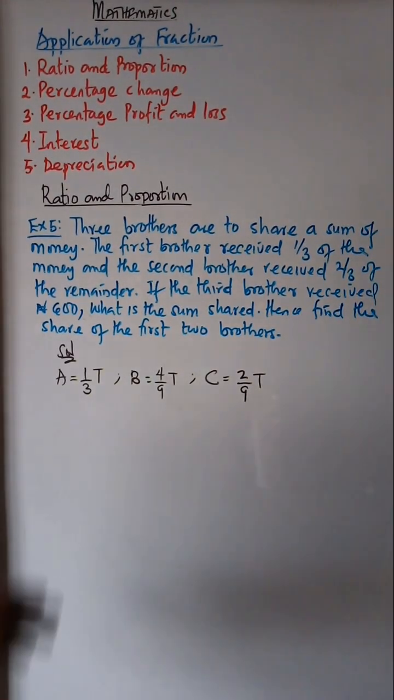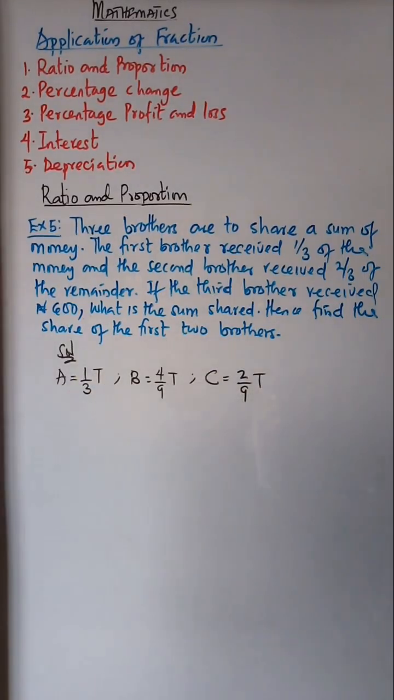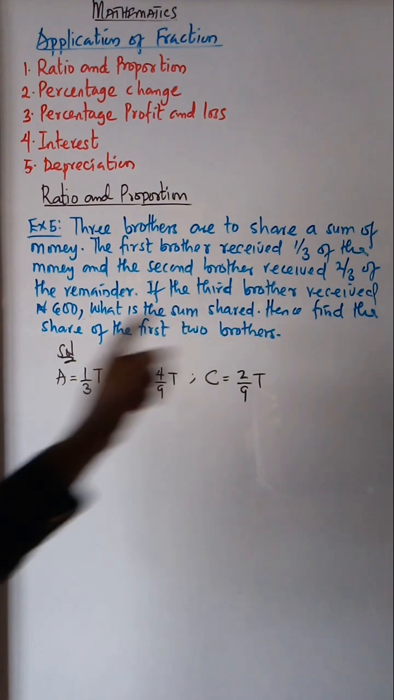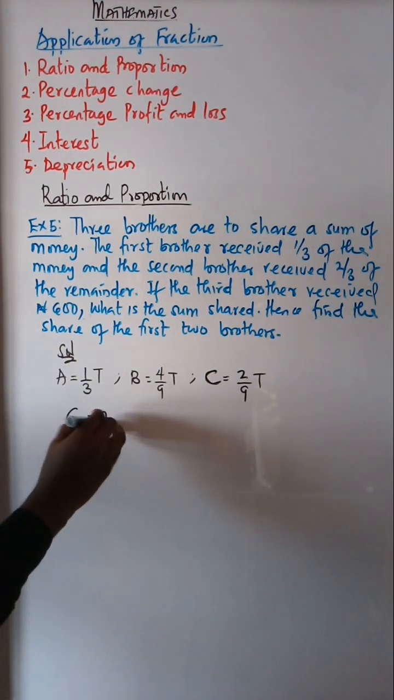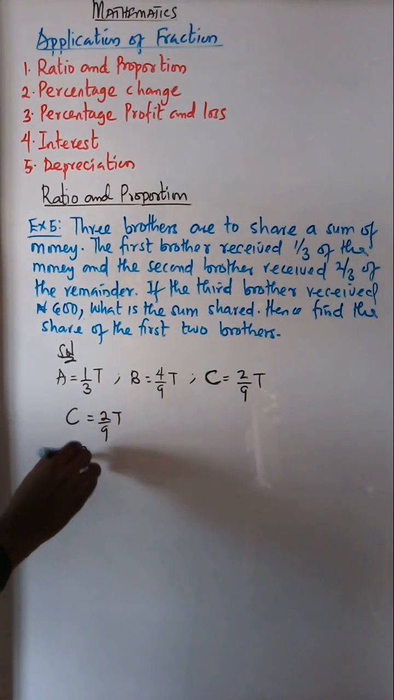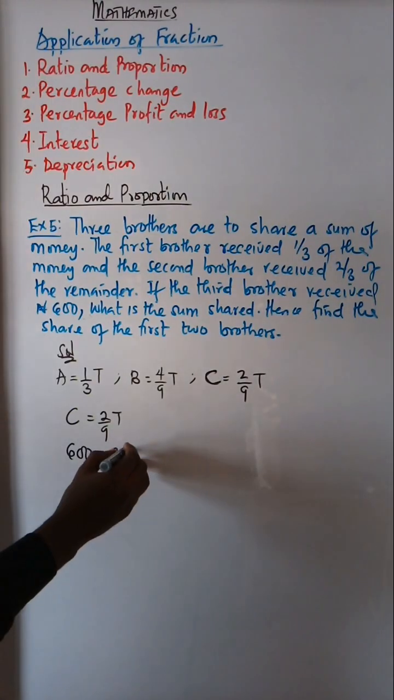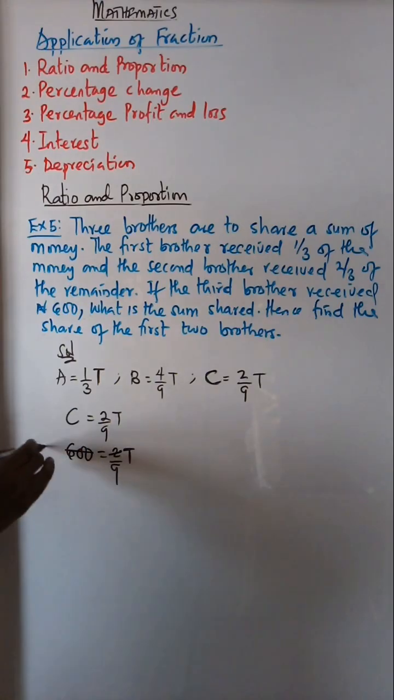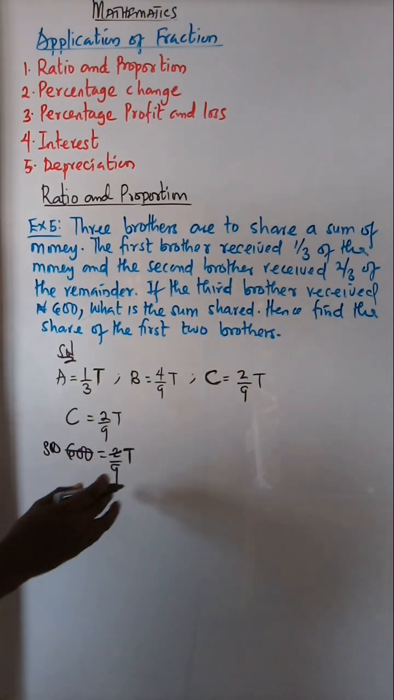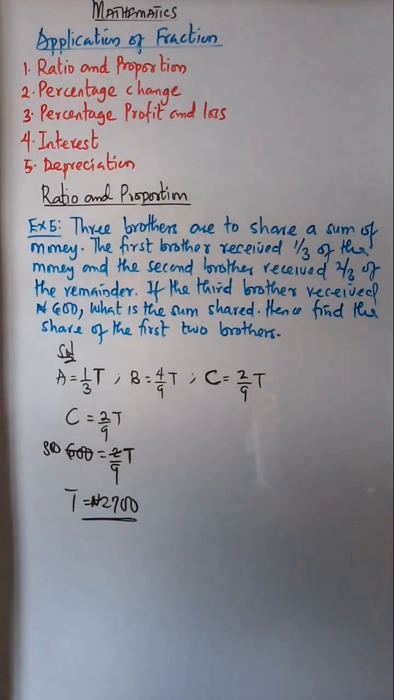This time around, we don't need to get the ratio. But we can still get it by multiplying through by 9. So that will be 3:4:2. But we already have the fraction. So we're now told the third brother received 600 naira, so that's C. C is equal to 2/9 T. If C is 600 naira, what is the sum shared? We are looking for T, the total amount shared. From here, 600 divided by 2 is 300. So T equals 9 times 300, which is 2,700 naira. So this is the amount that was shared.